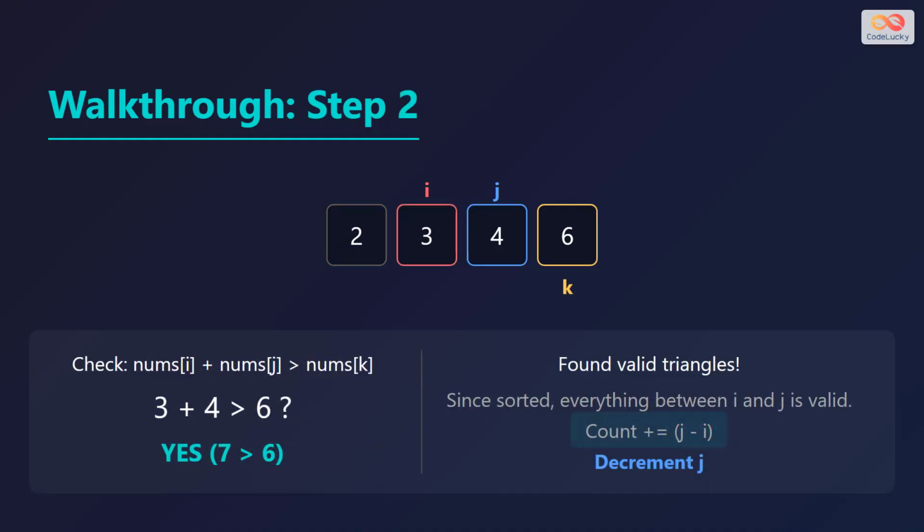Now I moves to 3. We check again. Is 3 plus 4 greater than 6? Yes, 7 is greater than 6. This is the magic moment. Because the array is sorted, if 3 plus 4 is valid, then 4 plus anything larger than 3 is also valid. So every number between I and J can form a valid pair. With J, we add J minus I to our count, and then decrement J to check the next largest possibilities.